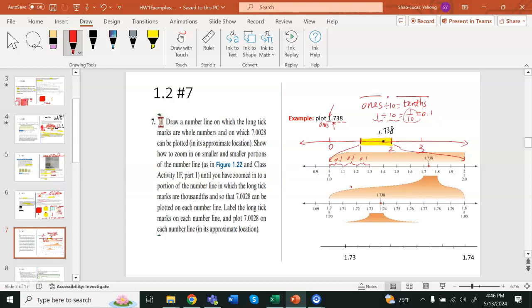All right, so go back to the number 1.7. So we found 1.7, which is right here.